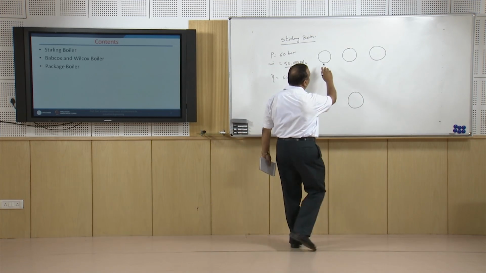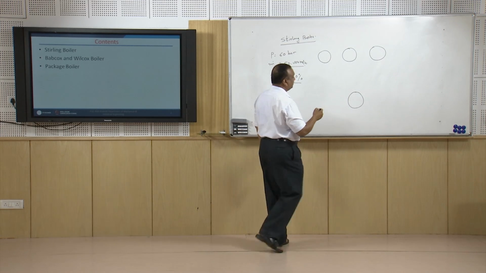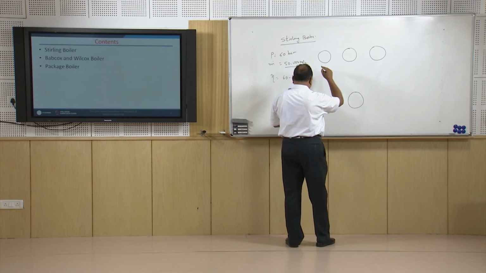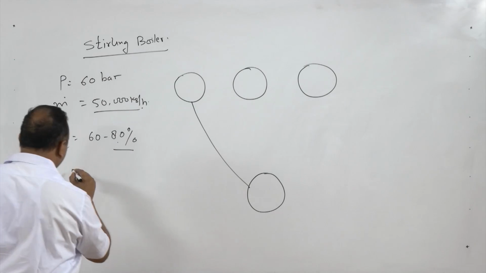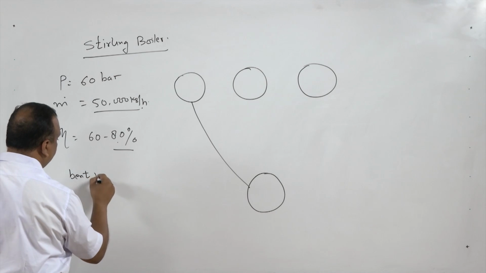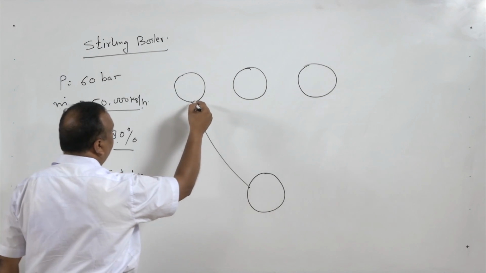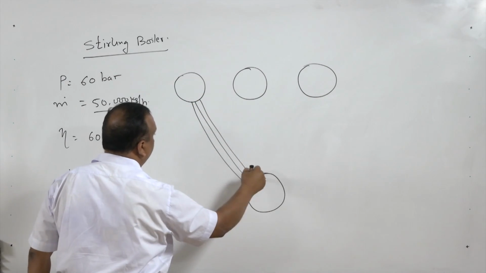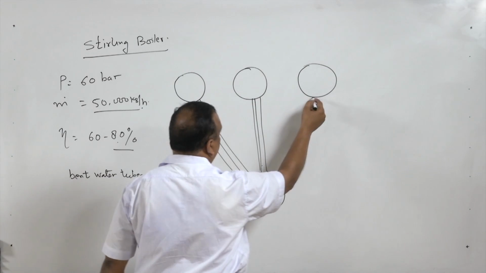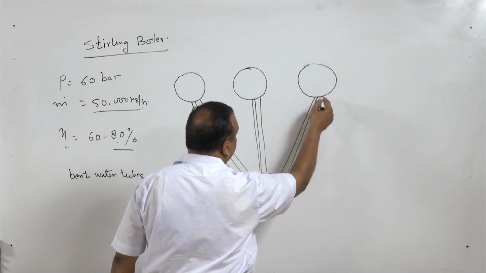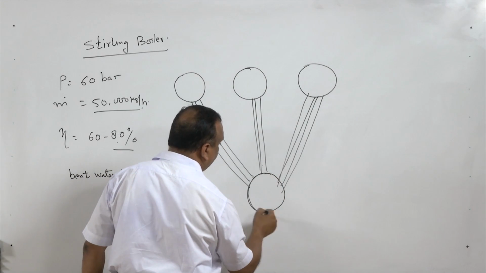So, let us take a typical 3 steam drum and 1 mud drum boiler, and these drums are connected with bent water tubes. Now, these bent water tubes connect all these steam drums to the mud drum. So, they are steam drum 1, 2, 3, and this is the water drum or mud drum.